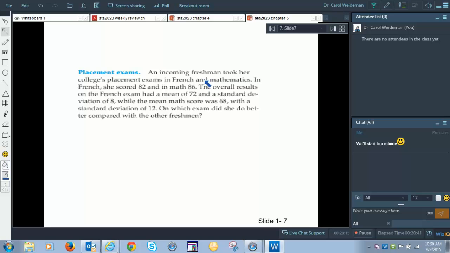Let's do a comparison here. We can compare things measured on different scales by converting to the standardized z-score. So an incoming freshman took her placement test in French and mathematics. In French, she had an 82, and in math, she had an 86. The overall results on the French had a mean of 72 and a standard deviation of 8, while the mean math score was 68 with a standard deviation of 12. On which exam did she do better compared to other freshmen?